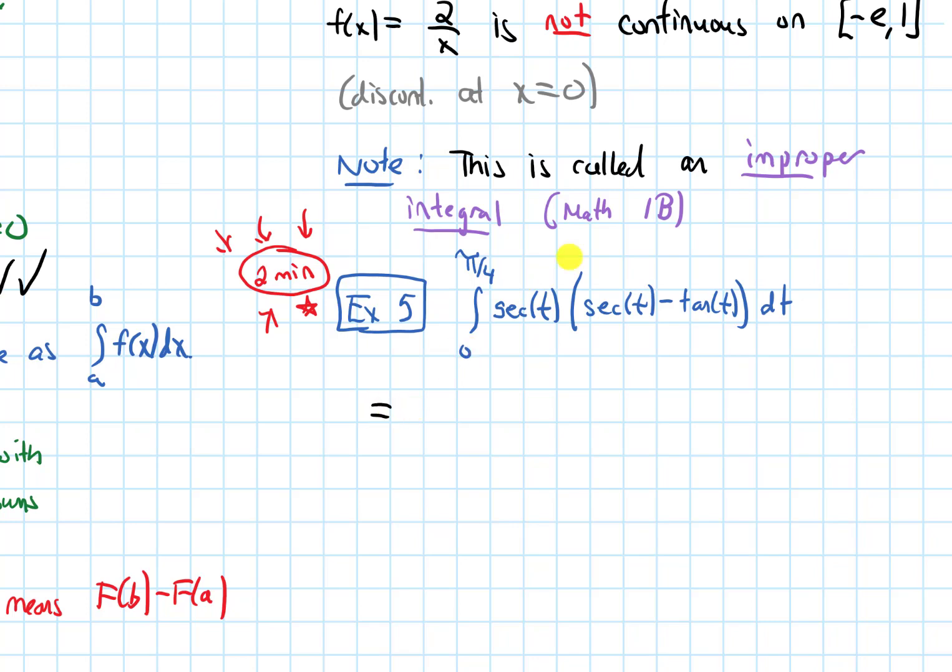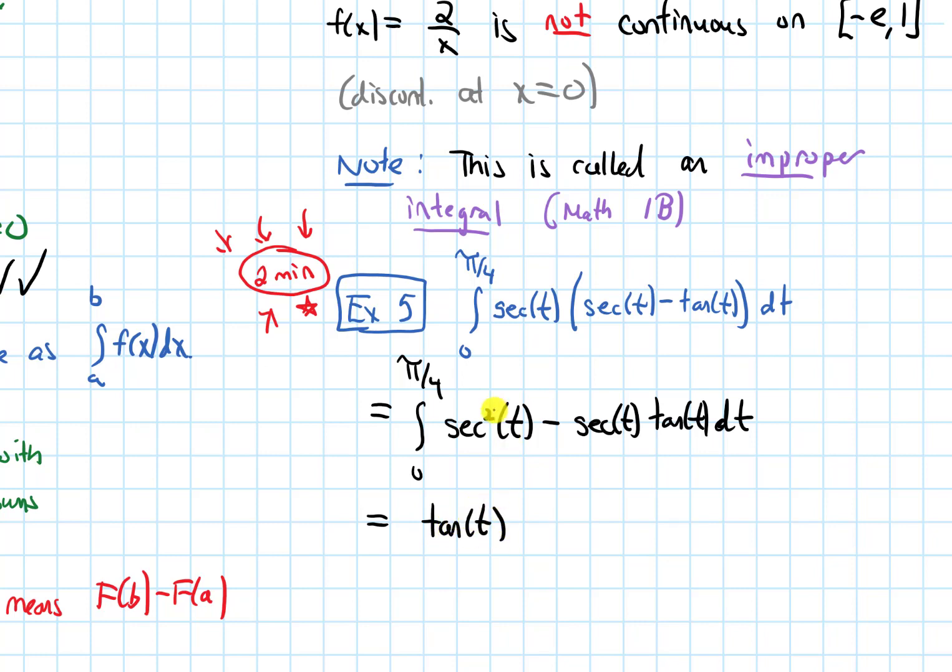So to take the antiderivative of this, I'm going to first distribute the secant of t. So I'll get the integral from 0 to pi over 4 of secant squared of t minus secant t times tangent of t, dt. And now we're ready to take the antiderivative, because the antiderivative of secant squared is tangent, because the derivative of tangent is secant squared, and then minus the antiderivative of secant t times tangent of t, which would be secant t, because the derivative of secant is secant times tangent.